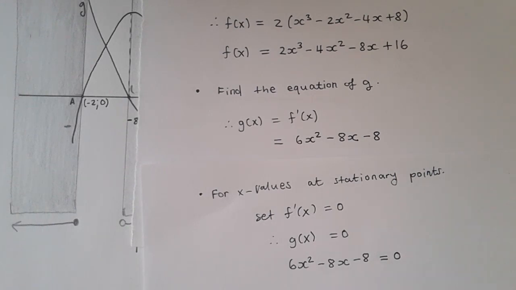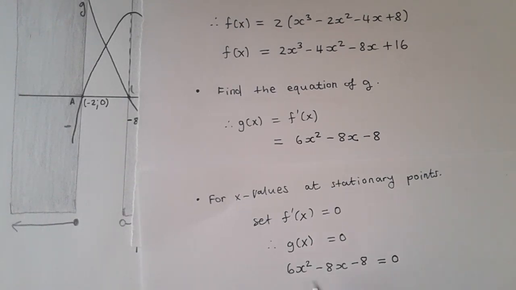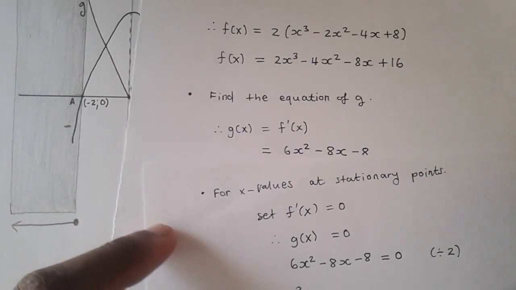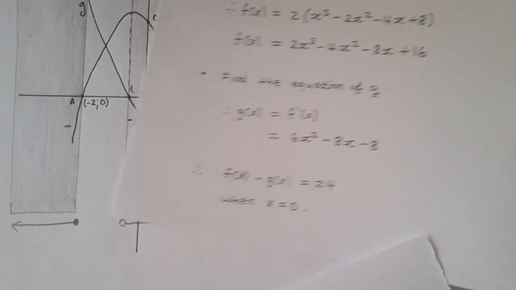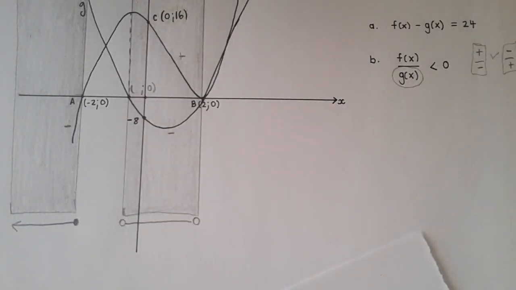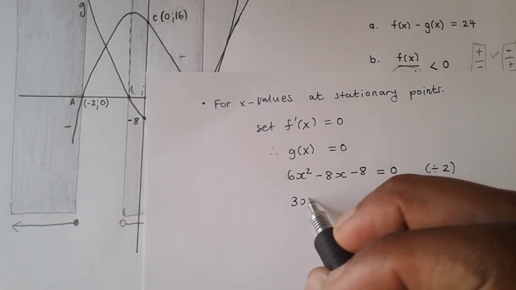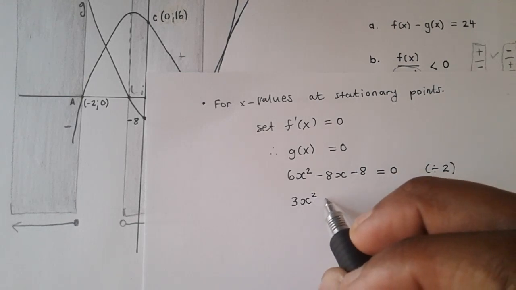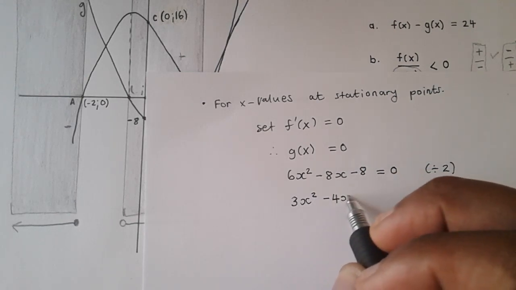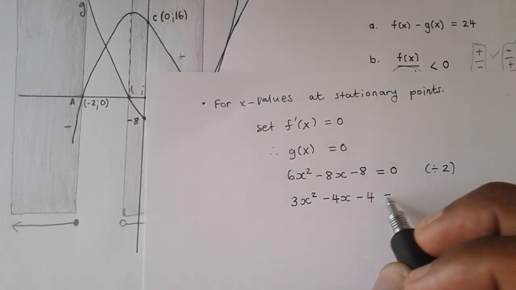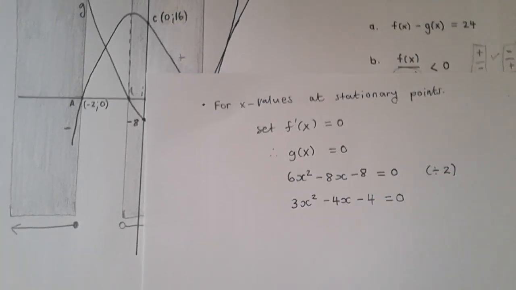Right, so there's a common factor of 2 over here, so we can divide through by 2, okay, so that will give us 3x squared minus 4x minus 4 is equal to 0.